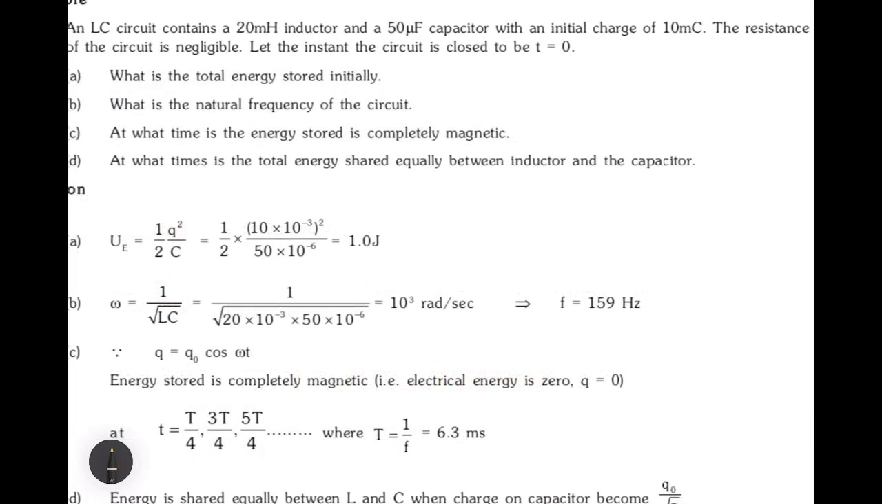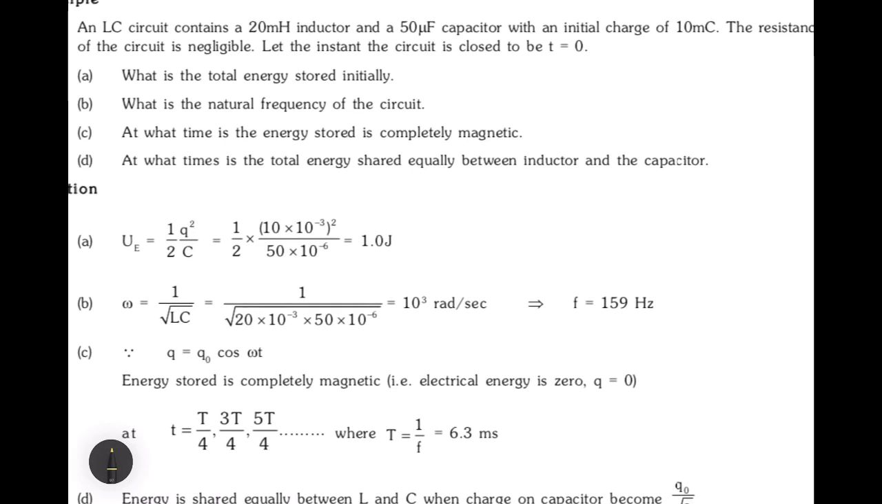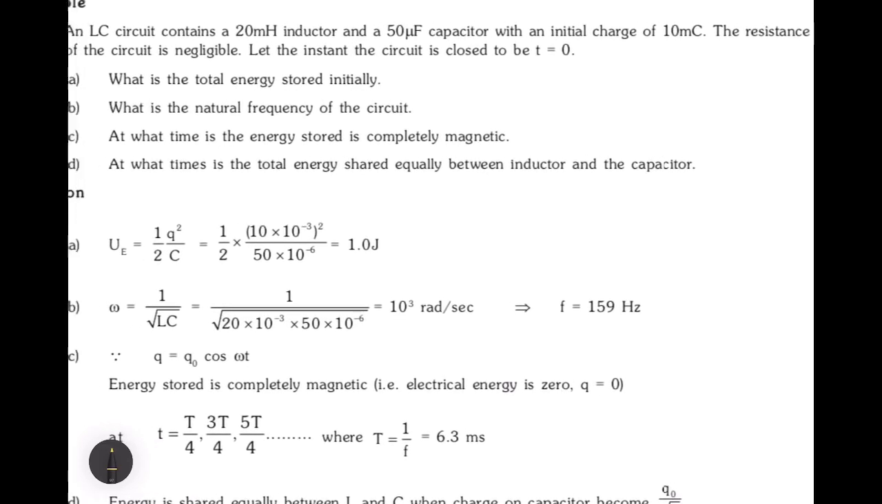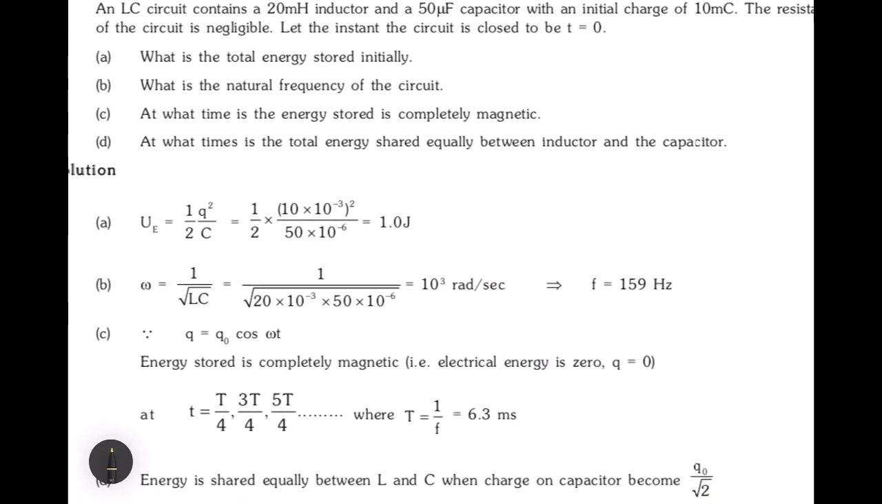Now this is a big question which we can actually cut short into 4 sub-questions. The first main part of the question is an LC circuit with an inductor 20 millihenry and a capacitor 50 microfarad with an initial charge of 10 millicoulomb. The resistance of the circuit is negligible. Let the instant the circuit is closed be t equal to 0.